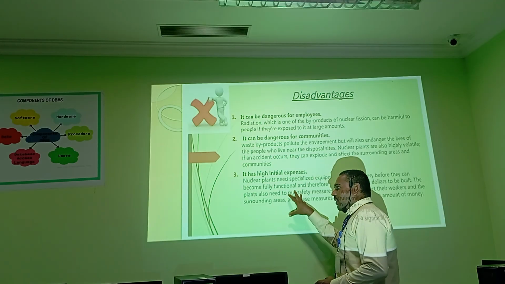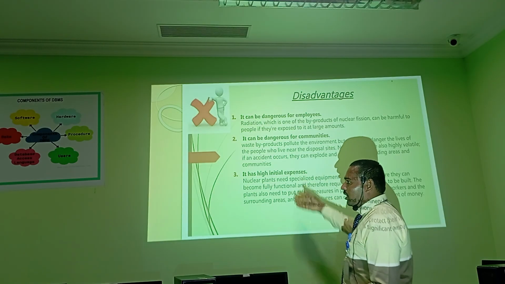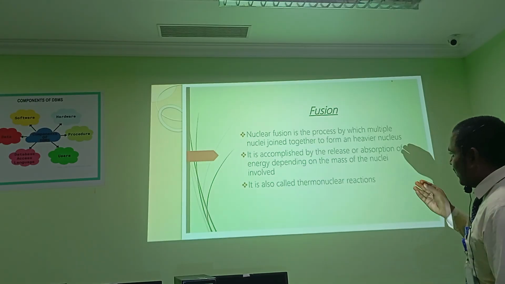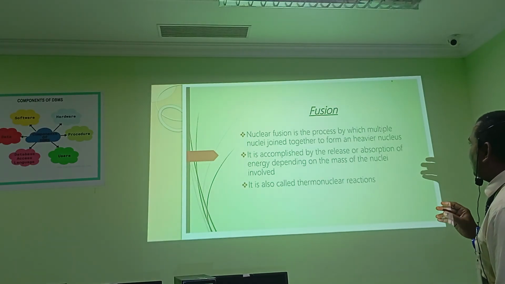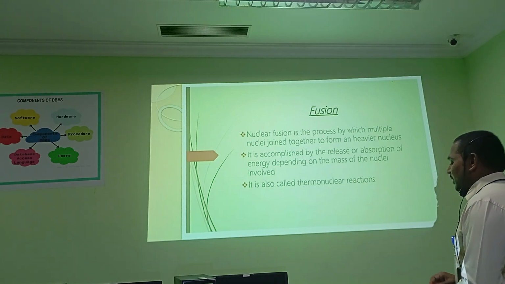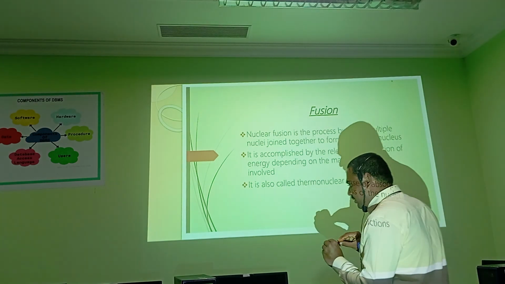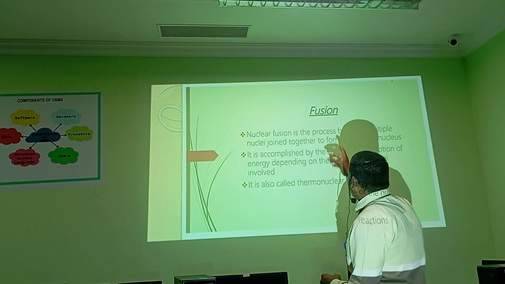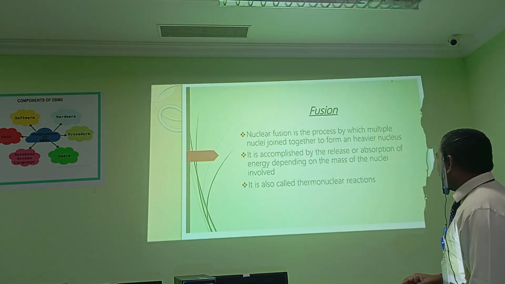Will be form of the manufactured through the hydrogen bomb or atomic bomb. Next, the fusion. Nuclear fission is a process where multiple nuclei join together to form a heavier nucleus. Atoms of lower energy are combined into a single atom, that is called fusion. It is called the thermonuclear reaction.